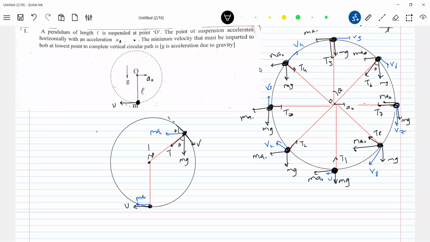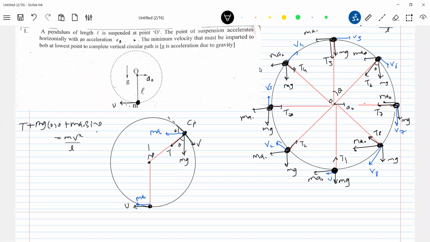Write down the equation of motion at this particular point P, or you can call this the critical point CP. So here the equation of motion will be T plus mg cos theta plus ma naught sin theta equal to mv square by L. Okay, got this one.